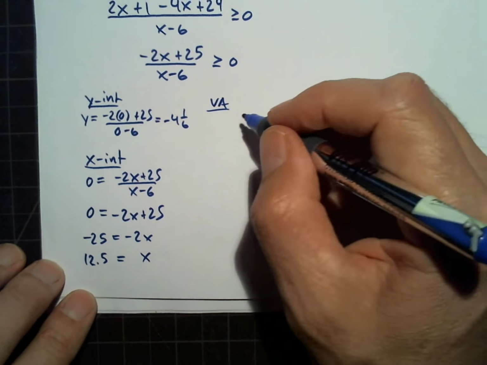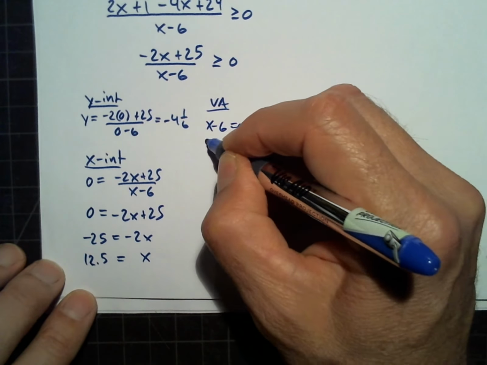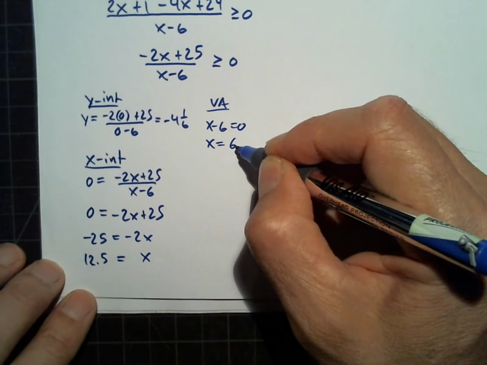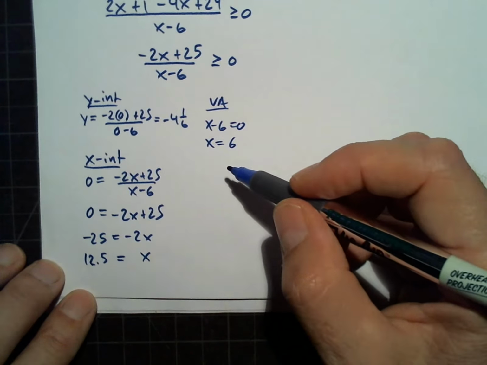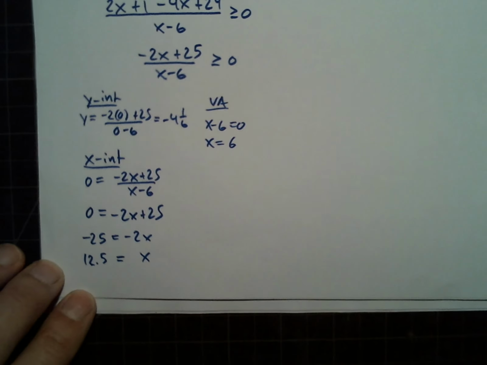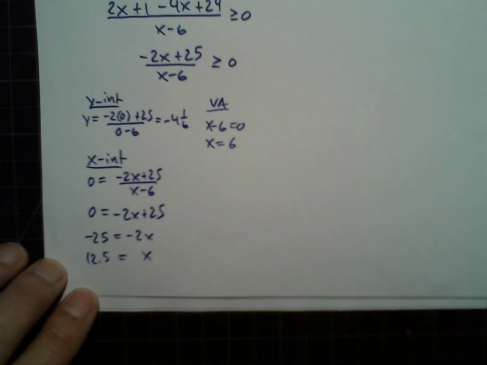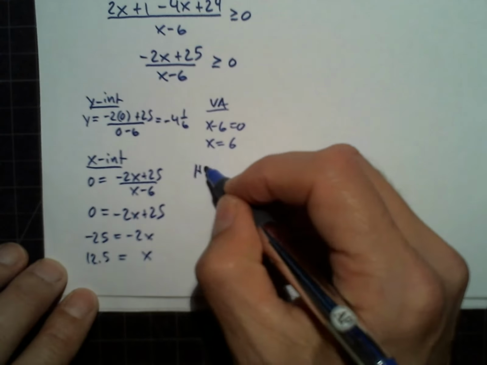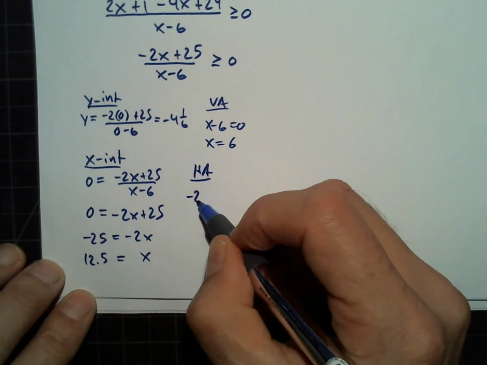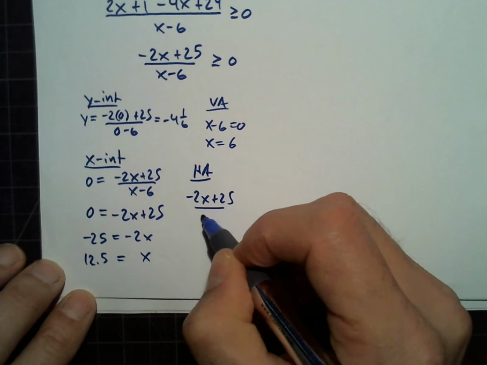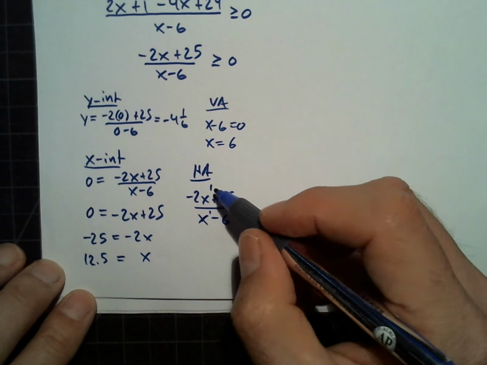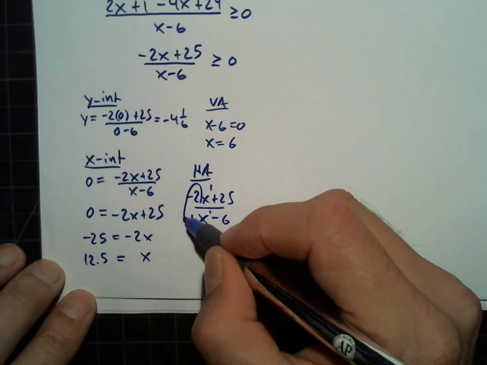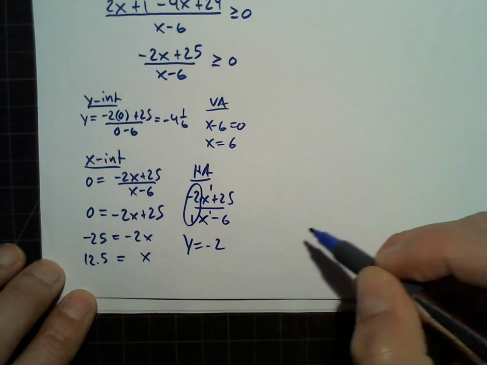That's when the denominator is 0. So we have a vertical asymptote at 6 because 6 does not make the numerator 0 also. And then we'll also look at the horizontal asymptote. This is where we compare the exponents. They are the same, so we take this as the horizontal asymptote.